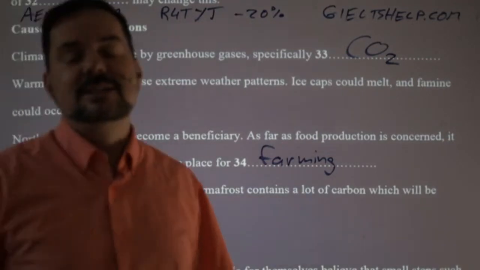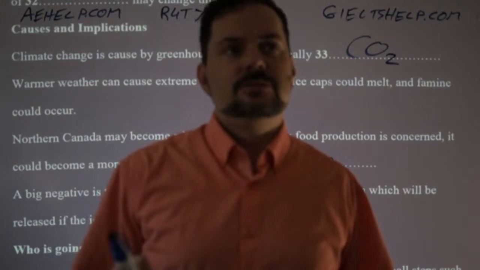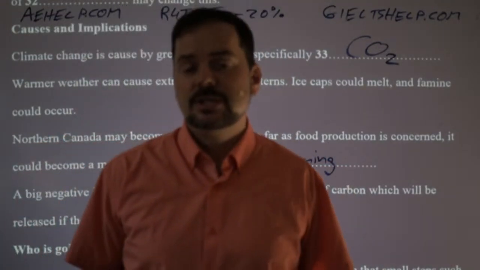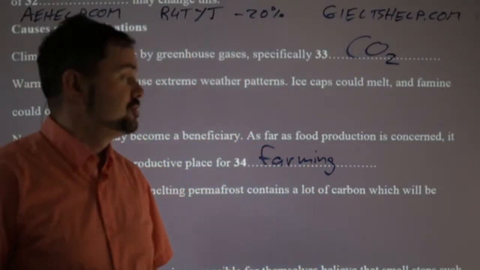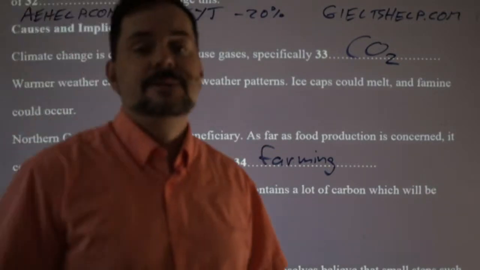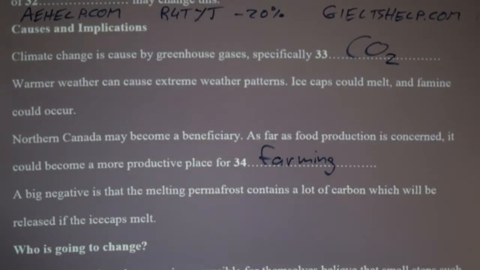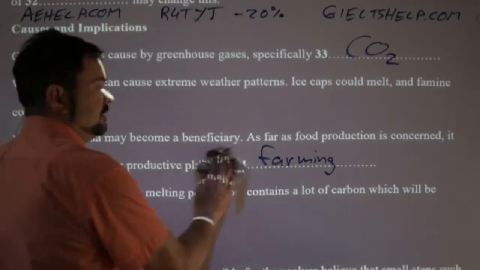And somebody was telling me that they were reading a report on where in the world in 2030 or 40 people will be able to grow avocados. And they said that avocados will grow on Vancouver Island, avocado trees, by the middle of the 21st century. So you'll be surprised what's going to happen by 2050. Hopefully we're all still here. Okay, so Northern Canada may become a beneficiary as far as food production is concerned. It could become a more productive place. Not could, but is. It's definitely becoming more productive for farming.